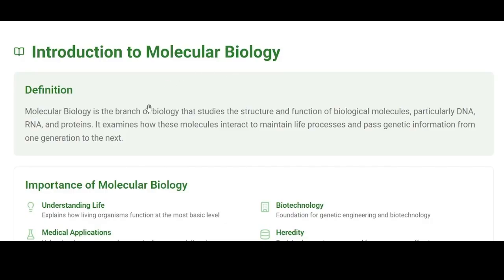Molecular biology is the branch of biology that studies the structure and function of biological molecules, particularly DNA, RNA, and proteins. Another word for DNA and RNA is nucleic acids. It examines how these molecules interact to maintain life processes and pass genetic information from one generation to the next.